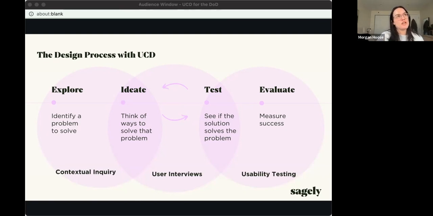But contextual inquiry is typically used in the explore and ideation phase. In the beginning here, we're learning about the problem. We're just observing our users. We're trying to understand what they're going through. User interviews, like I said, are the Swiss Army knife. We can use these throughout the whole thing. However, they're often found in the ideation and testing phase where we're asking users how we should solve this problem. We're testing it with them, that sort of thing. And then usability testing, like I said, is used for evaluation. Like, is our solution actually usable?